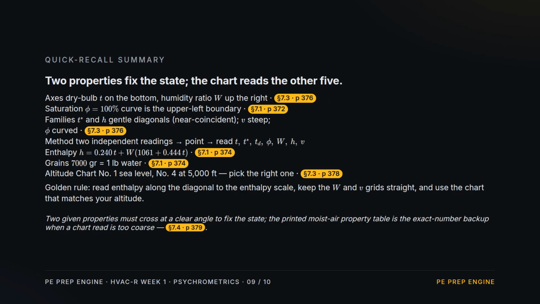Quick recall. Dry bulb on the bottom. Humidity ratio up the right. Saturation curve the upper left boundary. Wet bulb and enthalpy are the gentle near coincident diagonals. Specific volume is steep. Relative humidity is curved. 2 independent readings fix the point, and the chart reads the other 5. Golden rule. Read enthalpy along the diagonal. Keep the humidity ratio and specific volume grid straight, and use the chart that matches your altitude.